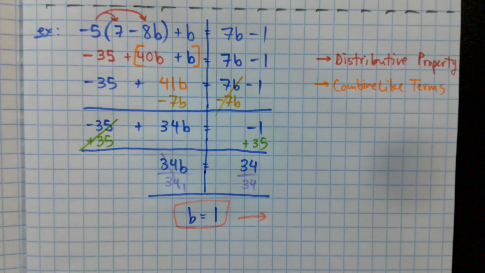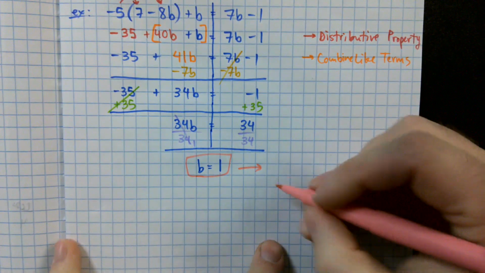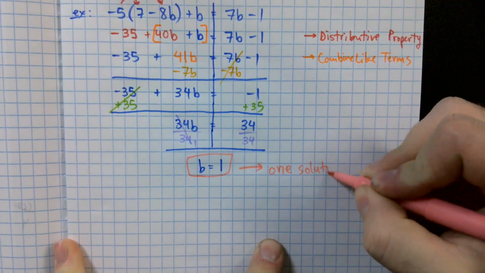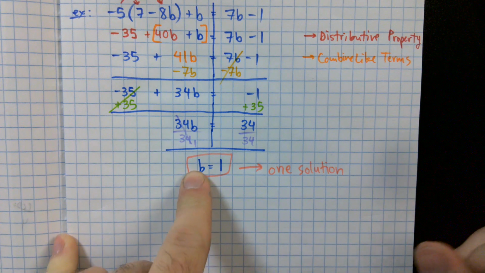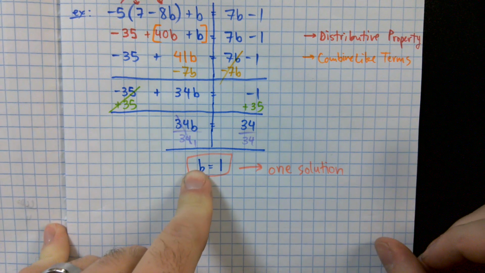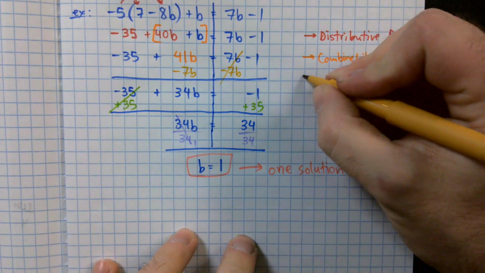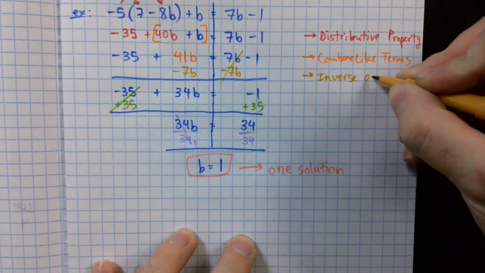Now, how many solutions does this equation have? 1. What is the only key that's going to open up this lock? 1. b equals 1. One solution. Just for consistency's sake.